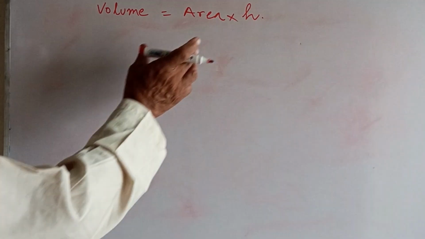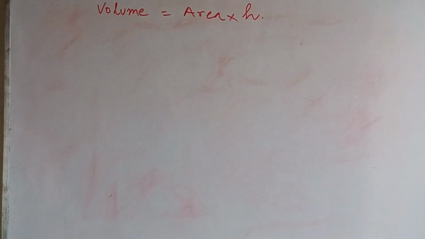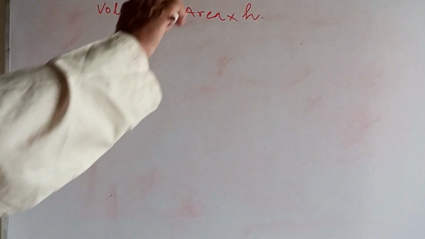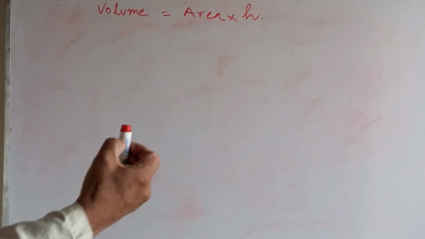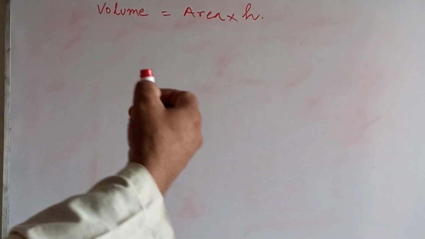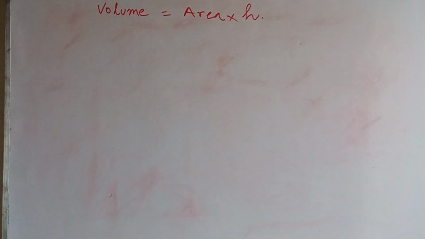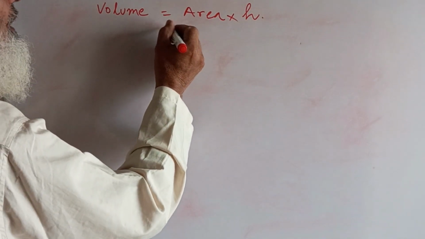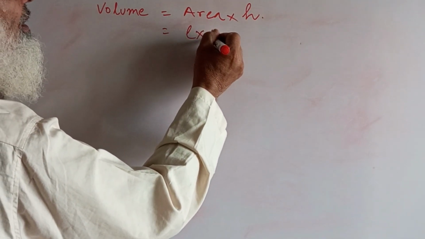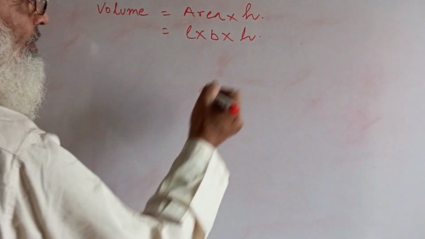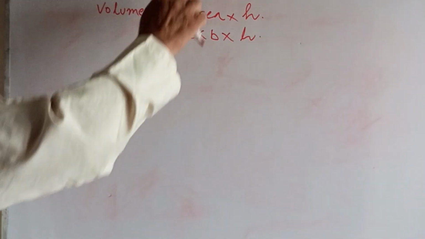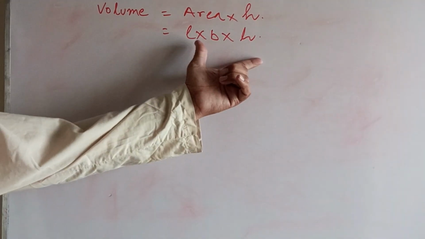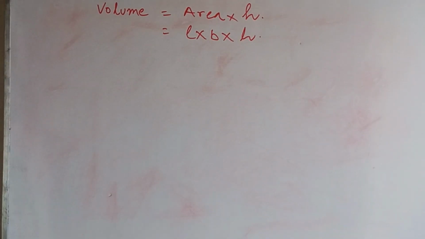I had already found its area, which was length into breadth. This was length, this was breadth. And this much thickness it is having. So this thickness will be multiplied with the area. The area was length into breadth, and this thickness is its height, so I will know the volume of this board.